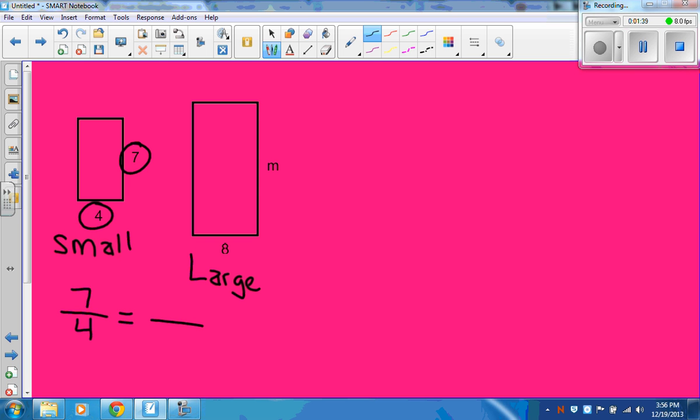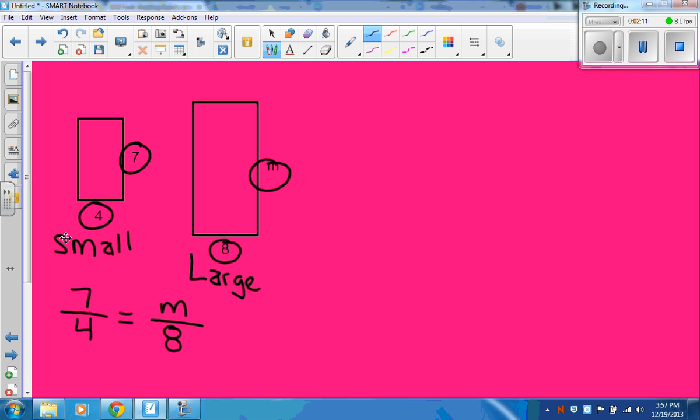So we're going to do another ratio for our large figure, which is m for our length and 8 as our width. Okay, so we put m/8. Remember, you have to keep your labels the same. So we have length on the top and width on the bottom. Well, this one we could do scale factor if we wanted to. So Ms. Charles, what do you think? Should we do scale factor or proportion? Scale factor or cross multiply and divide? All right, let's do scale factor, your favorite.